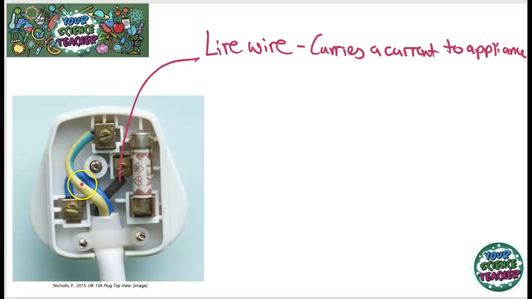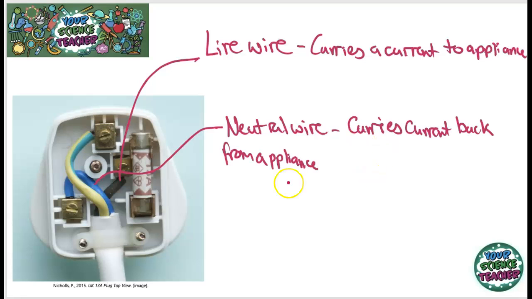There are also 2 other wires. There is this neutral wire, which is blue, and the neutral wire carries the current from the appliance back to the plug. So you might be saying, well, what does the other wire do? The electricity's gone to the appliance and the electricity's come back from the appliance, so why have this third wire? And in fact, in European countries, there is no other wire.